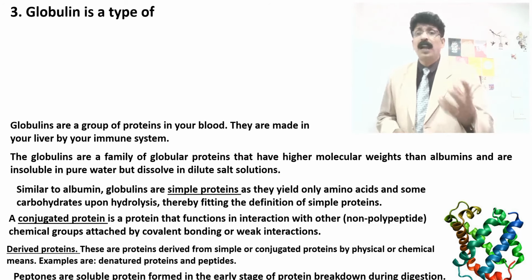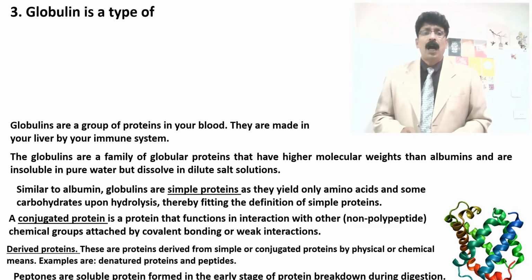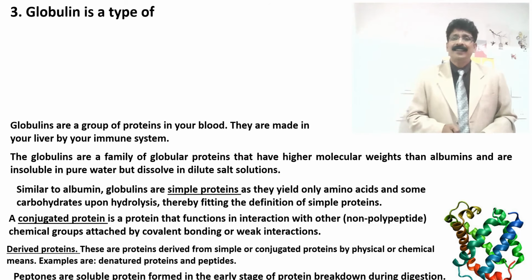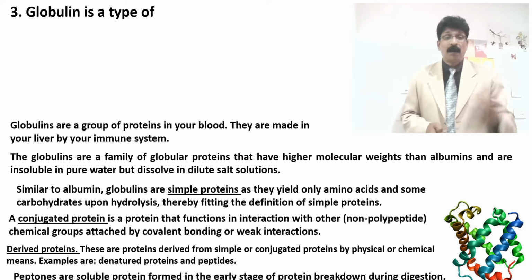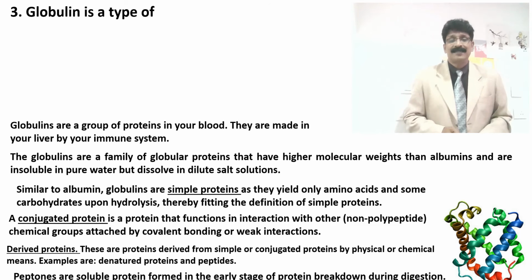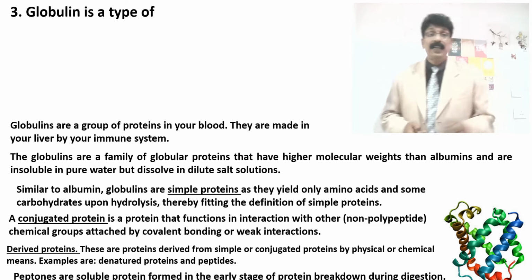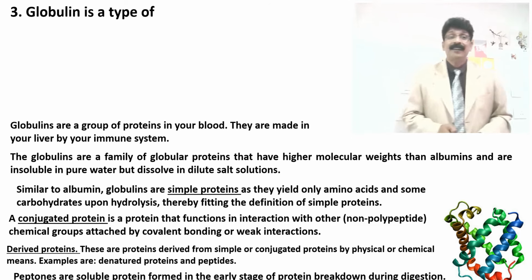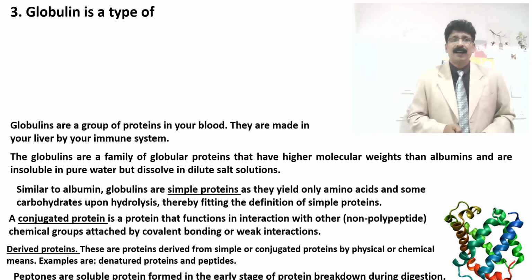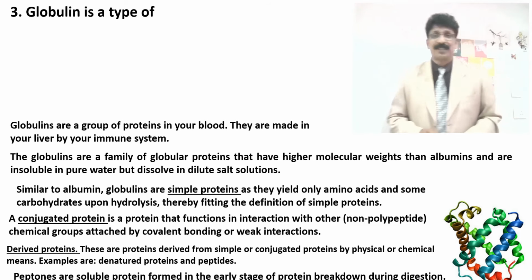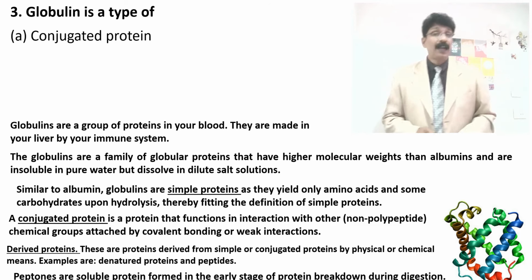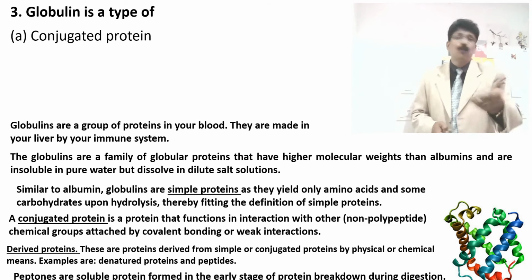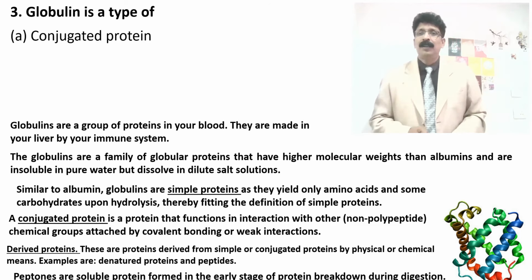Now you have an idea about globulin, and albumin is another similar example. Globulin is a group of proteins in our blood, made in the liver and by our immune system. So the questions can be different; this is a very simple question, and they can ask in different manners.